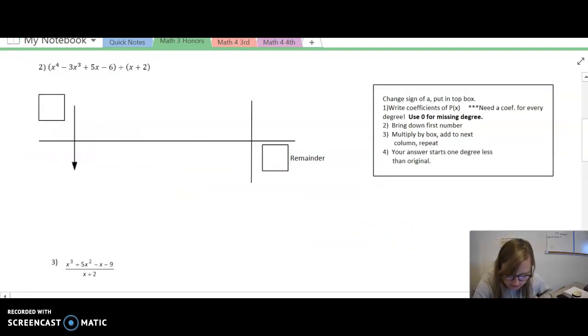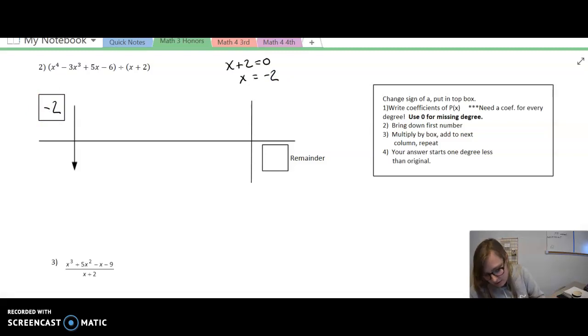All right, so now here we have a new problem. We have x to the 4th minus 3x to the 3rd plus 5x minus 6. And this time we have to write our coefficients. So first, I'm going to find the box. So my box, we have x plus 2 equals 0. Solve for x, we get x equals negative 2. Negative 2 goes in my box.